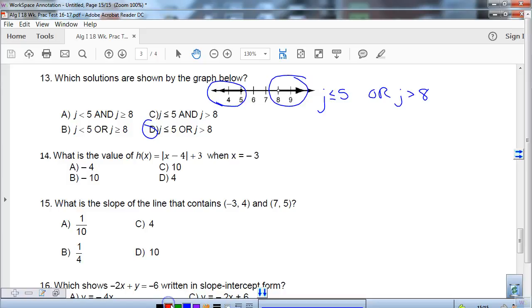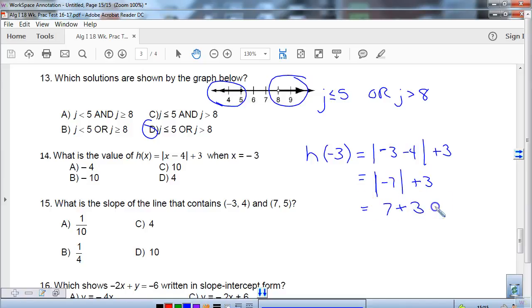Number 14, what is the value of h of x equals the absolute value of x minus 4 plus 3 when x equals negative 3? So we're looking for h of negative 3. Wherever we see an x, we're going to plug in negative 3. So negative 3 minus 4, absolute value, plus 3. That is negative 7. And the absolute value of negative 7 is just 7. 7 plus 3 is 10. So 14 is C.